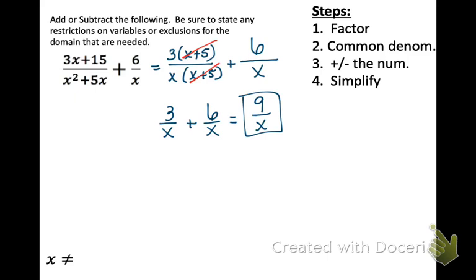My restricted values, I'm going to look back at all of my denominators. And I see that, first of all, I have just an x. So the only thing that would make that 0 is if x were 0. And then x plus 5, that would be 0 if x was a -5. So those are my two restricted values.